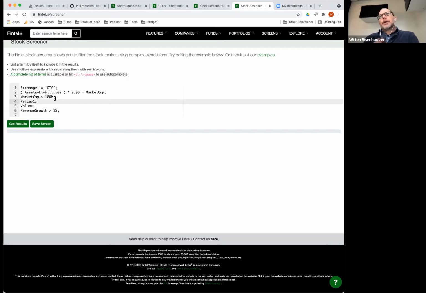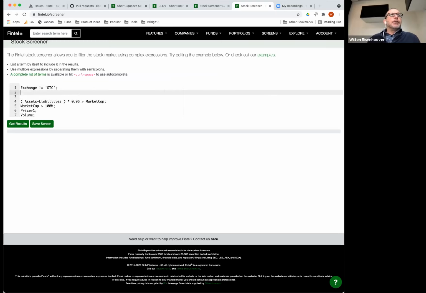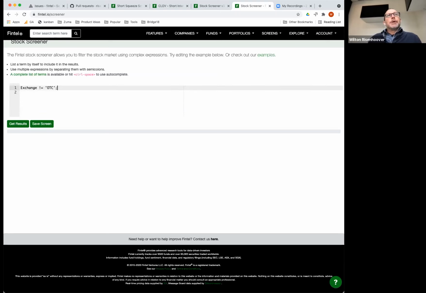If you're familiar with databases and SQL, then you might be familiar with some of these terms and concepts already. But the idea is this: you start off with a series of expressions. An expression is basically two terms separated by an operator. For example, my first one is right here: the exchange does not equal OTC. Exchange, of course, is the stock exchange, and OTC is OTC stocks. I'm going to get rid of the rest of this stuff and just say exchange does not equal OTC, followed by a semicolon.